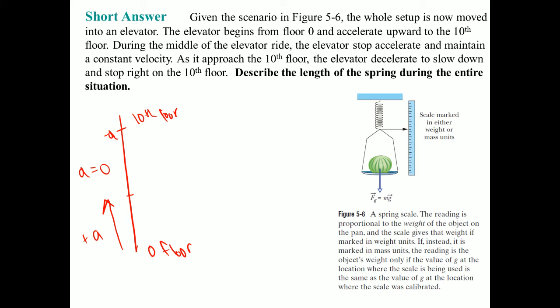So again, the elevator begins from floor 0 and accelerates upwards to the 10th floor. During the middle of the elevator ride, the elevator stops accelerating and maintains a constant velocity. As it approaches the 10th floor, the elevator decelerates to slow down and stops on the 10th floor. Describe the length of the spring during the entire situation. Give this a try. There are 3 scenarios, so make sure you have 3 short answers.